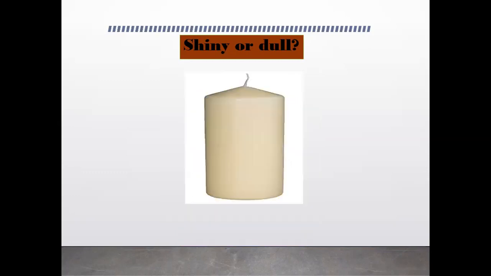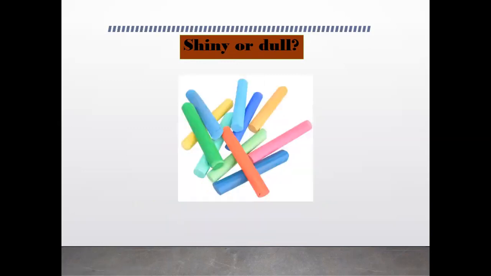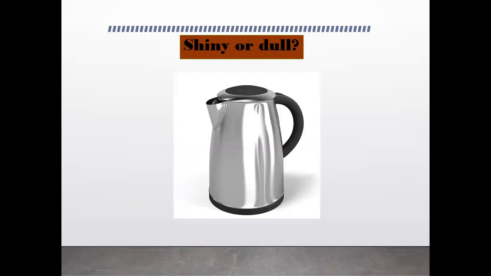Okay, candle, can you see any reflecting of light? Can you see any shining in that? No, it is dull. Yes, this one, it's a vase. Can you see a lot of light? Can you see the things in front of it? It's reflecting a lot of light. It will be shiny. Yes, this chalk, can you see anything reflecting from it? No. Is it shiny? No, it's dull. Yes, this kettle, you will see the light in it. You will see it's reflecting things, so it will be shiny, of course.